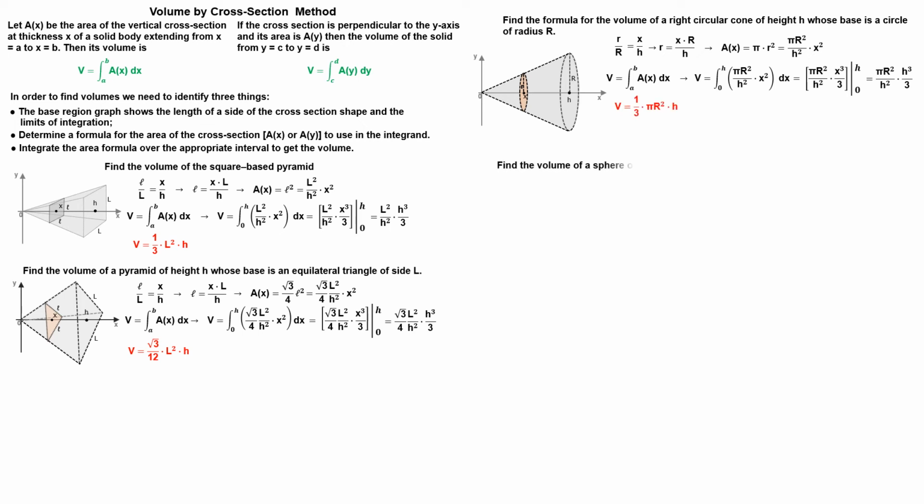Find the volume of a sphere of radius r. We place the sphere so that its center is at the origin. Then the vertical cross-section of the sphere at x is a circle whose radius satisfies the Pythagorean theorem. So the cross-sectional area is given by. We now perform the calculations.